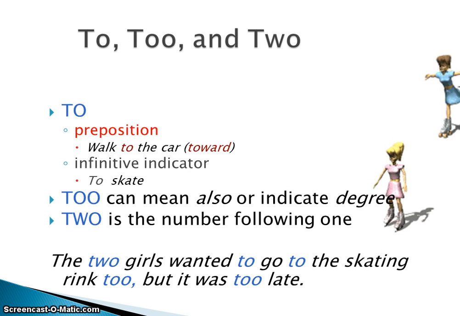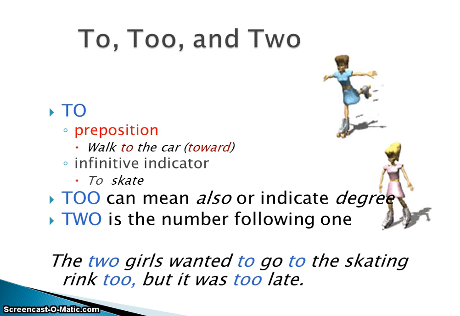Okay, two, to, and too. You've seen these before. Clearly, this one's always going to be the easiest. The TWO is going to be a number, so we can kind of move past that one. TO is a preposition that sort of takes the place of towards. So if you're walking to the car, if you're walking towards the car, or if it's an infinitive indicator like to skate or to dance or to breathe, you have that infinitive indicator there.